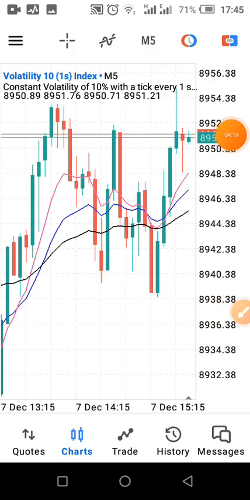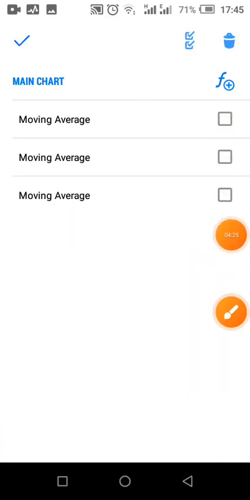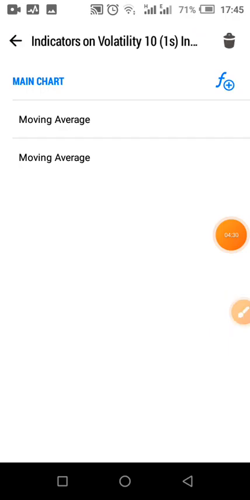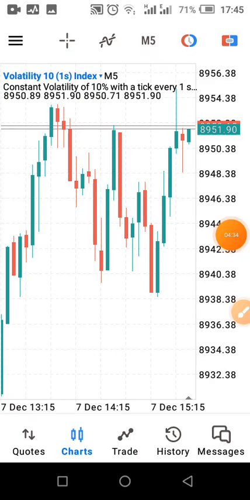Then for you to delete them, you go back and then you select the bin icon there, then select the one you want, then click on the bin icon again, and then they will be removed.